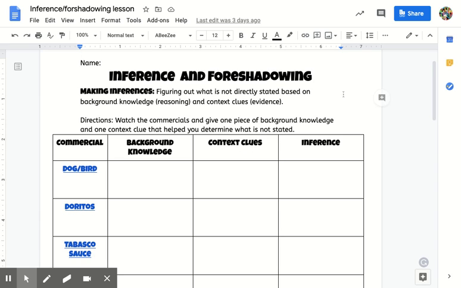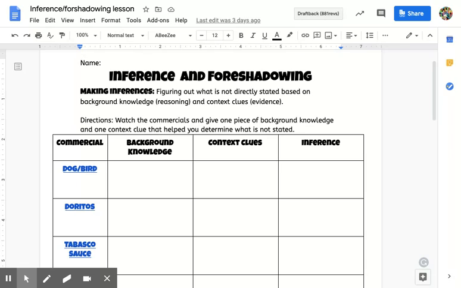Today I'm going to talk to you a little bit about inference and foreshadowing. When you make an inference, we learned last week that you need to use background knowledge and context clues, and you're just figuring out what is not directly stated in a text based on those two things. Background knowledge is the reasoning, what you already know about something.